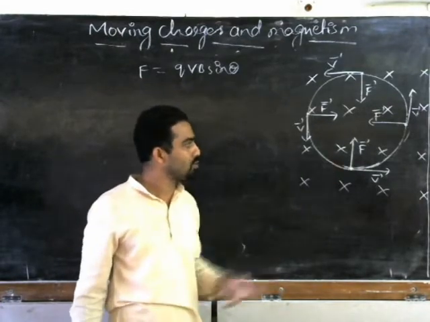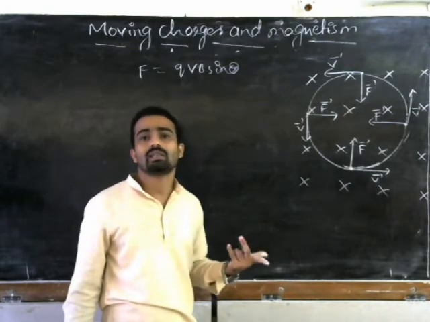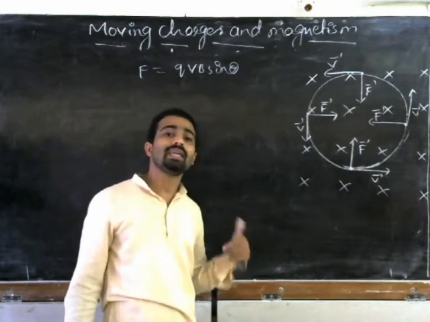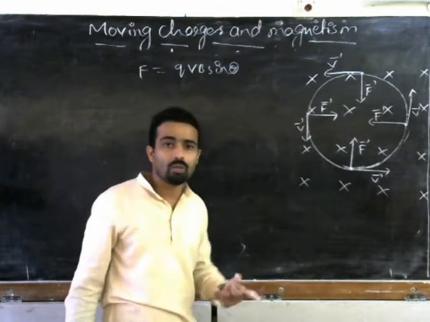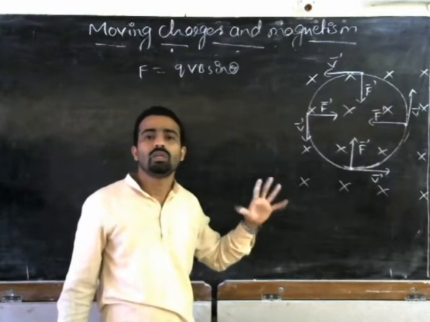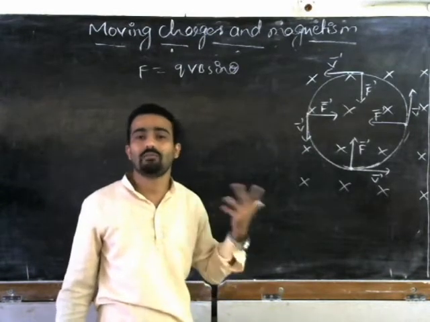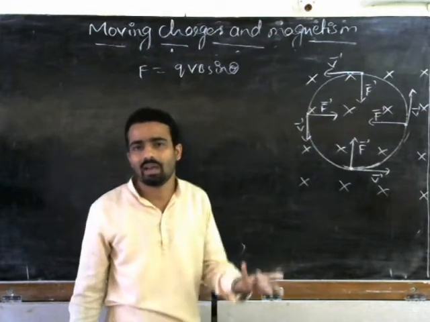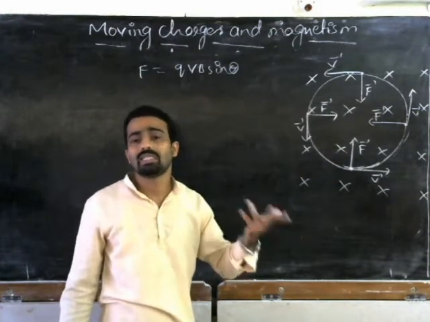This is a force due to magnetic field. That looks like a centripetal force. We can say the force due to magnetic field is equal to the centripetal force, because this force due to magnetic field is acting towards the center, which is similar to the centripetal force, which is also directed towards the center. Therefore, what we can understand is, the force due to magnetic field is equal to the centripetal force.